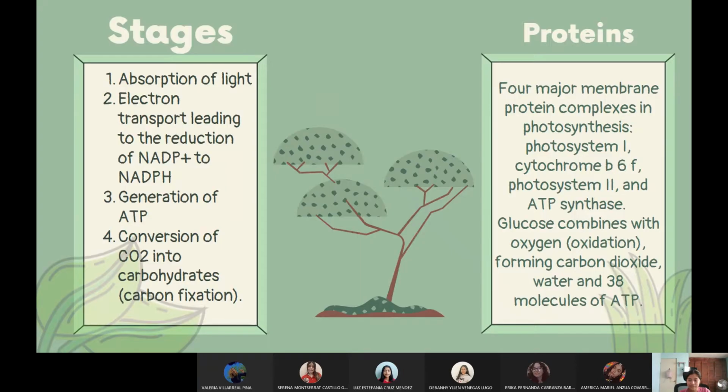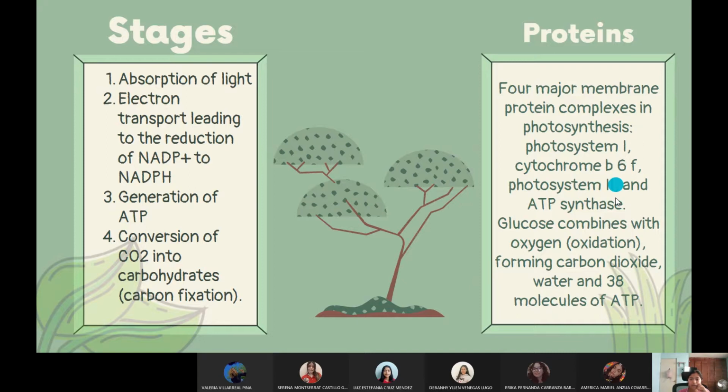We have 4 stages in photosynthesis. The first is the absorption of light. The second is the electron transfer leading to the reduction of NADP+ to NADPH. The third one is the generation of ATP, which I'm going to talk about later. The fourth one is the conversion of carbon dioxide into carbohydrates. This is the carbon fixation.